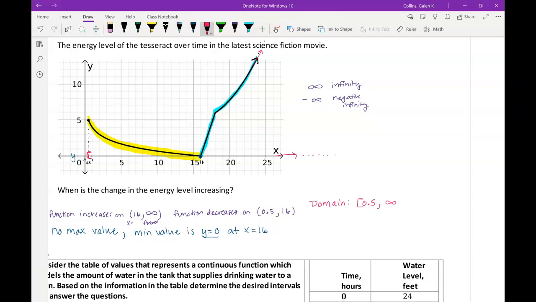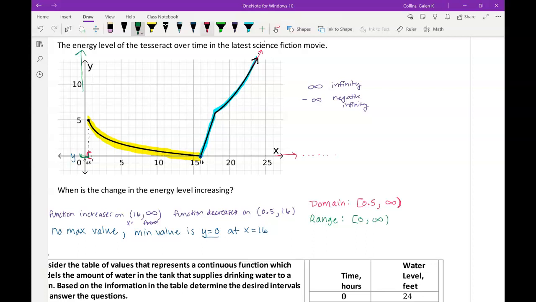Now, with infinity, we always use a parenthesis because infinity is not actually a number, it's a concept. It's just one of those little nitpicky math things: when you have infinity in interval notation, we always use a parenthesis there. And then the range we said is the same idea but with y values. Since our least y value occurs at 0, and it's going to go up forever and ever, my range is from and including 0 to infinity.